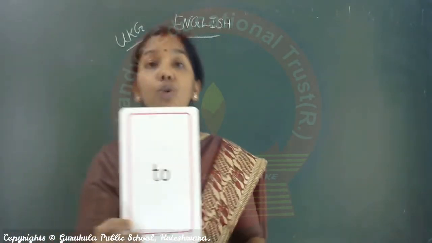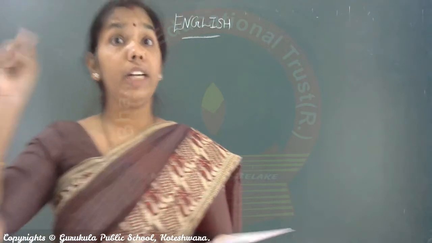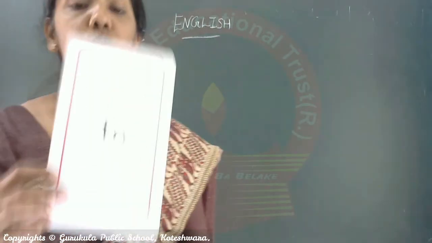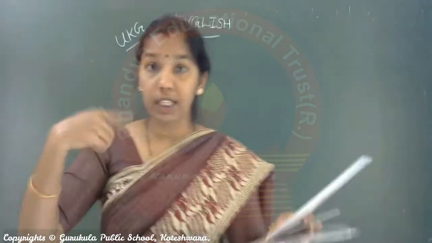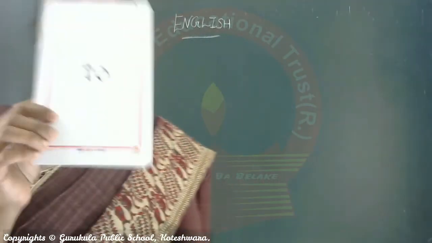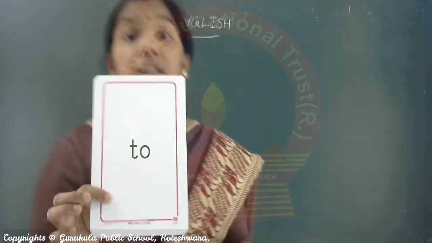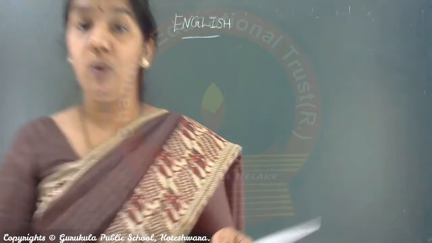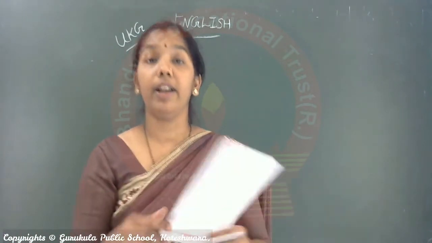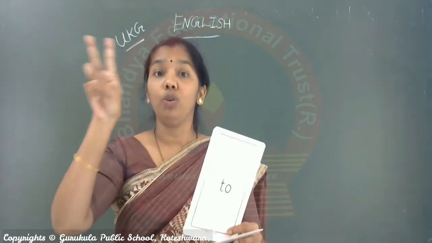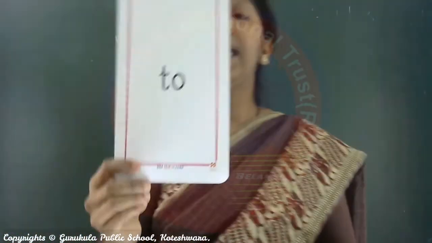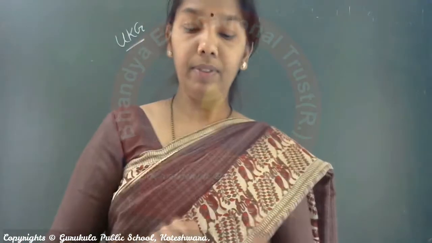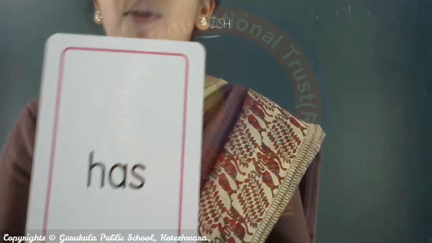Then, T, O, to. You have already done in your number names that T, W, O is the spelling of number two. But we should not get confused. This is T, O, to. While using sentences, while talking to each other, you use this kind of word, to. Don't pronounce it as toe. There is a difference. Toe, spelled T, O, E, is near your foot. Whereas T, W, O is two, the number two spelling. But here it is T, O, to.